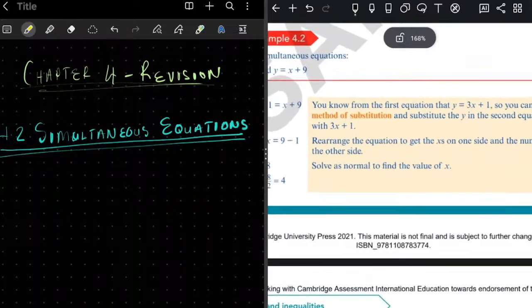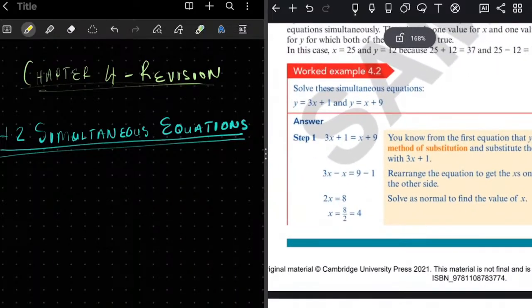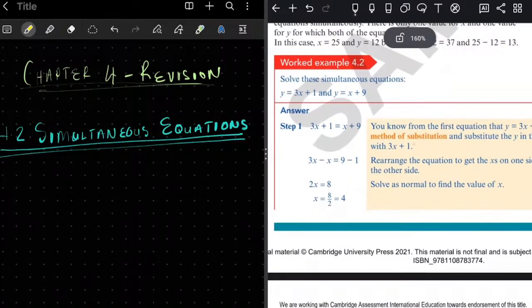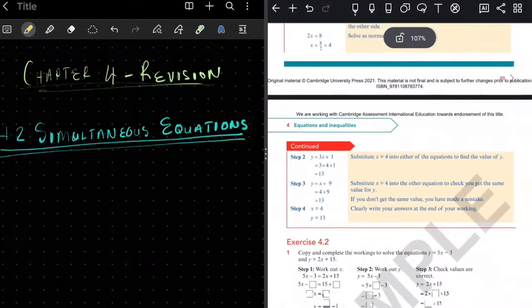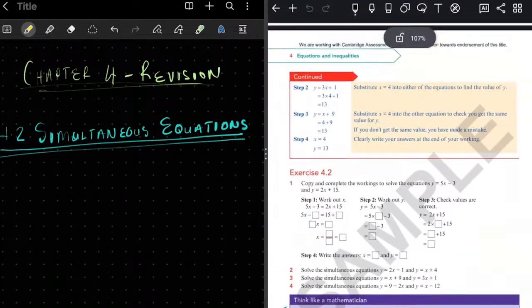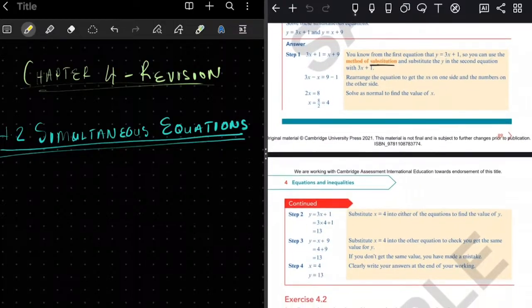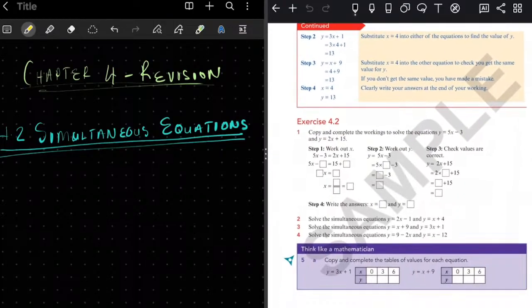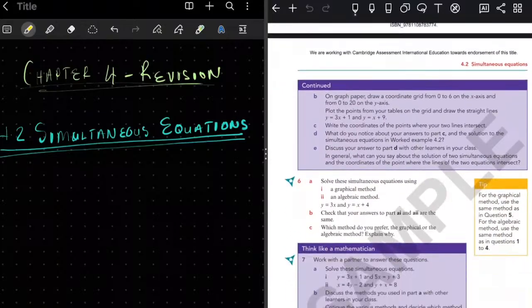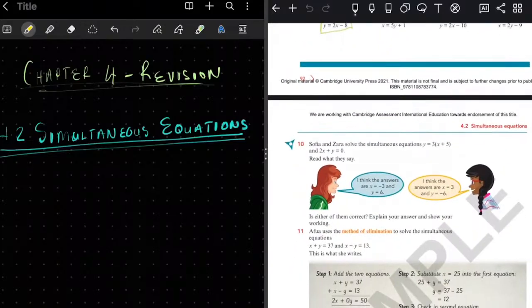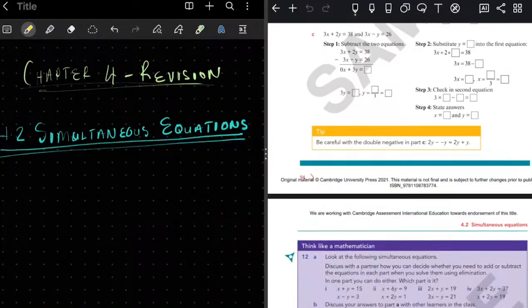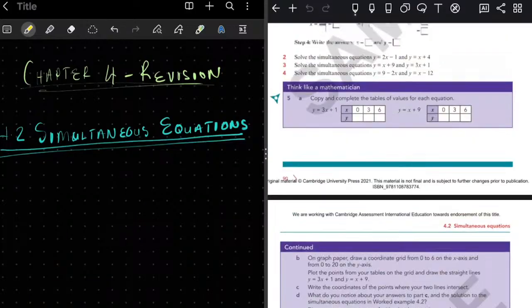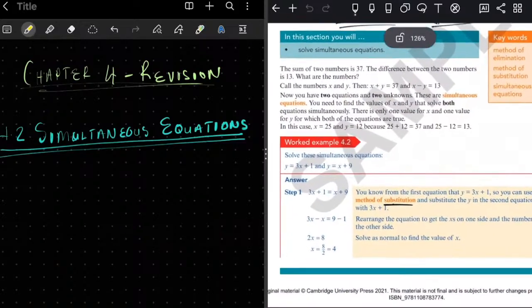There is what we call the method of substitution, and the second one is the method of elimination. Let me see if they've given you both. Here was the method of substitution. Let me see if they ever taught you the method of elimination. Okay, they seem to be only teaching you the method of substitution. Let's go for it.